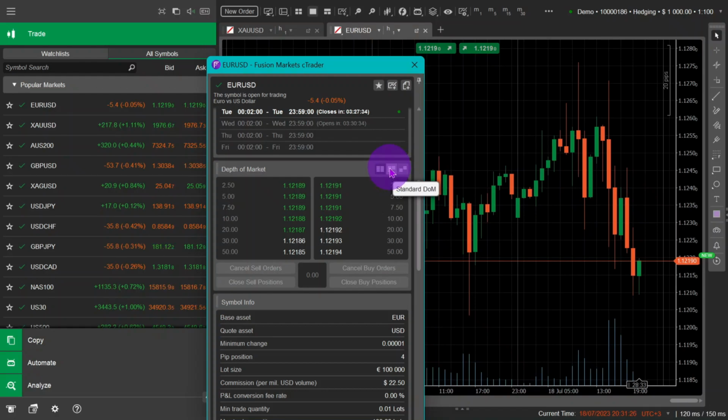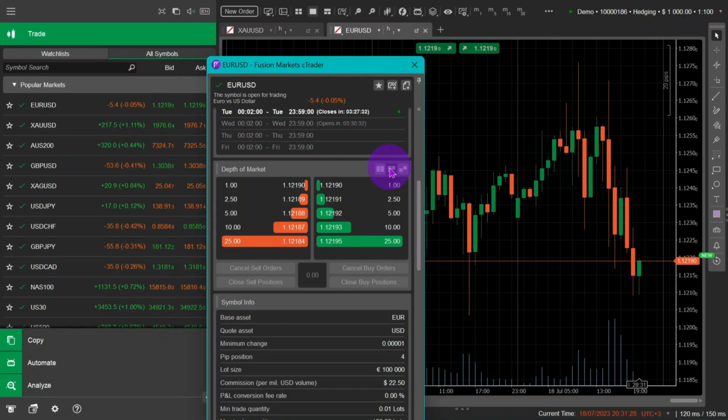The standard depth of market shows the price as well as the quantity of liquidity that is offered at that price. The standard depth of market does not allow trading but does allow seeing the current depth of market.